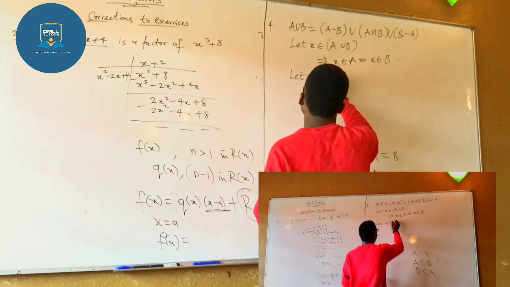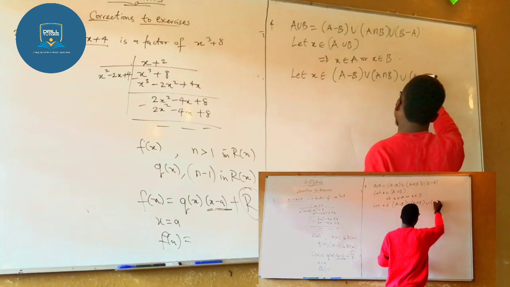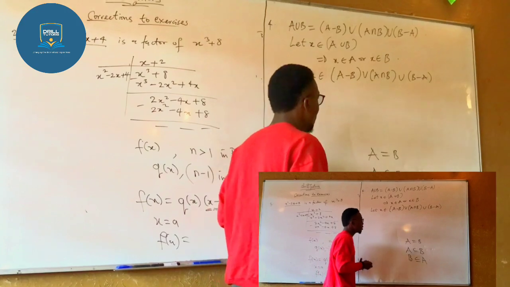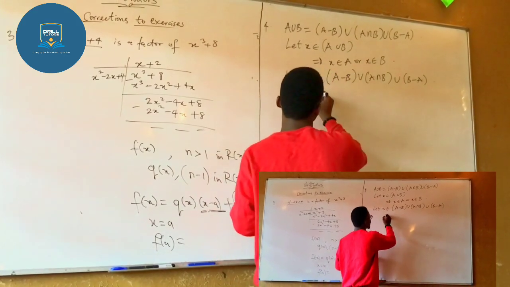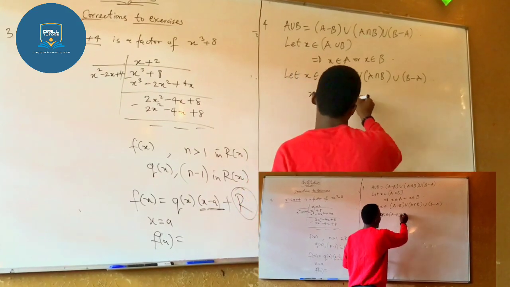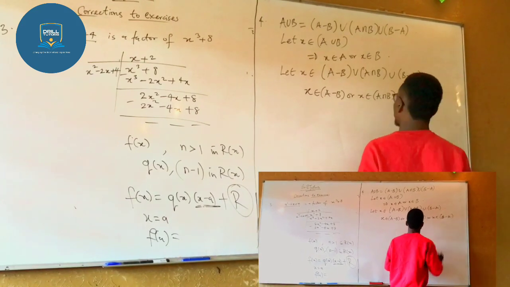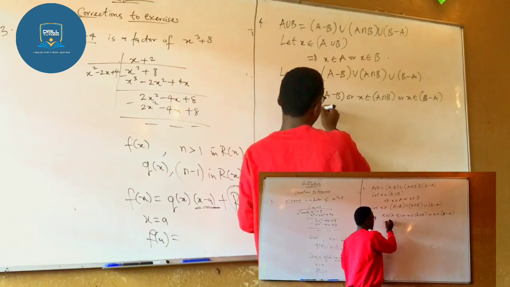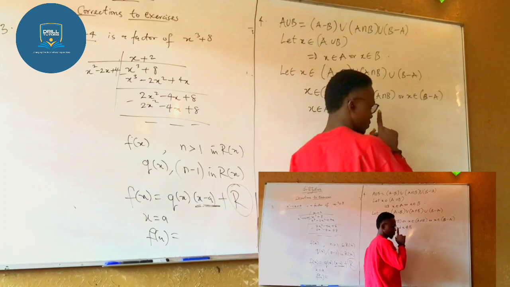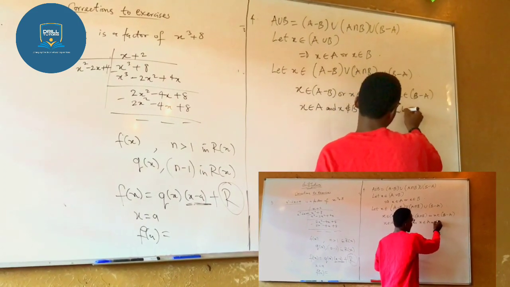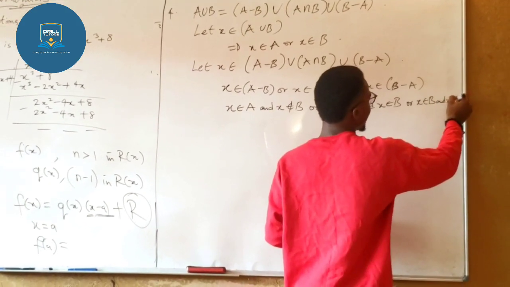Now, let x be an element of A minus B, union A intersection B, union B minus A. In order for me to prove this, what we have here is simply the same thing as x being an element of A minus B, or x being an element of A intersection B, or x being an element of B minus A. Now, this implies that x is an element of A and x is not an element of B, or x is an element of A and x is an element of B, or x is an element of B and x is not an element of A.